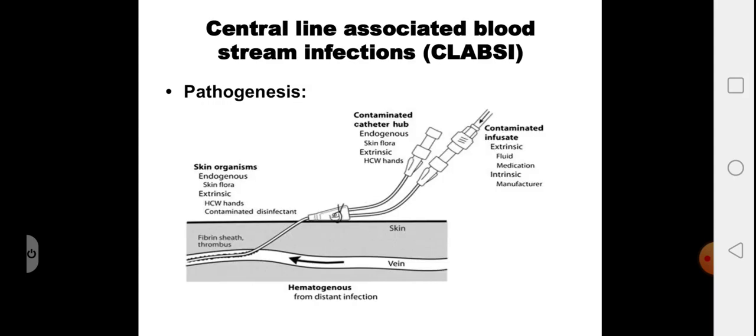Looking into the pathogenesis of CLABSI, how does the infection enter? One is the extraluminal route, wherein the flora present on the skin of the patient or on the hands of the healthcare workers colonize the catheter tip and enter the bloodstream when the catheter is inserted. Then how is it that they are colonizing the catheter tip? When proper aseptic precautions are not followed or appropriate skin preparation is not done before introducing the catheter tip, then these flora can enter the bloodstream causing the infection.